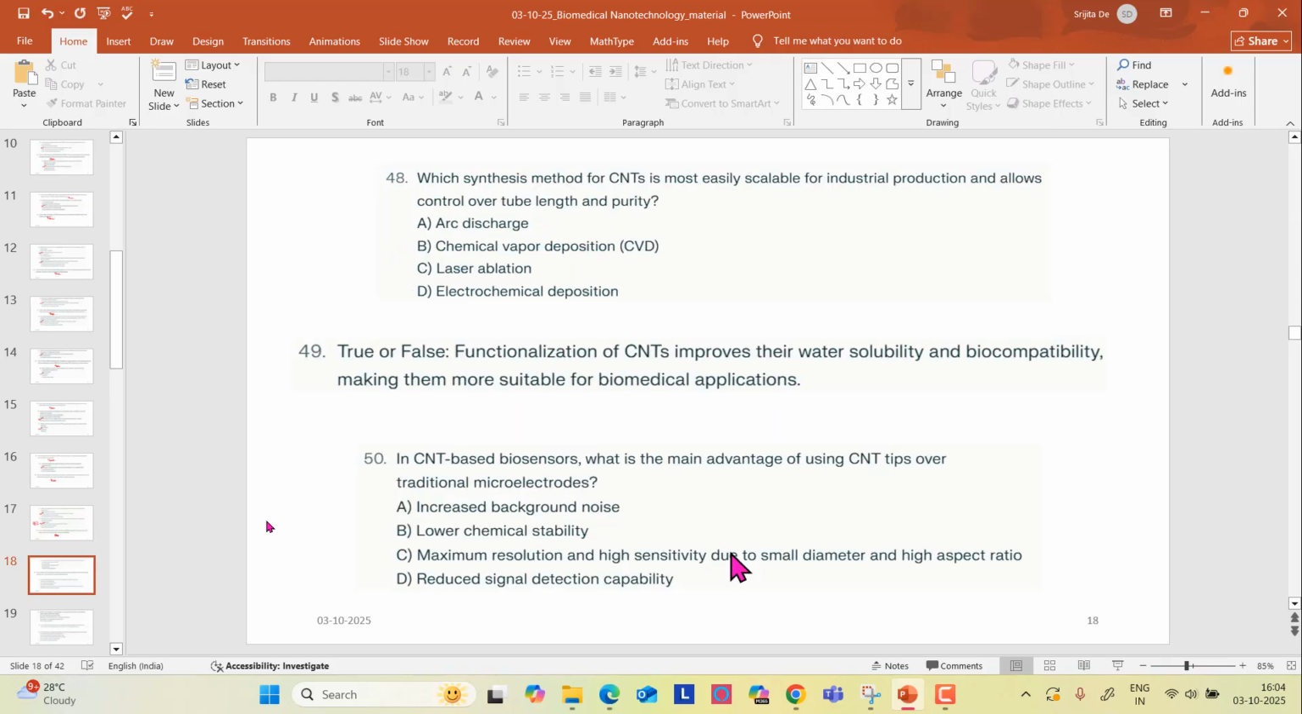Next. Which synthesis method for CNTs is most easily scalable for industrial production and allows control over tube length and purity? This is chemical vapor deposition. Functionalization of CNTs improves their water solubility and biocompatibility, making them more suitable for biomedical applications. This is true.